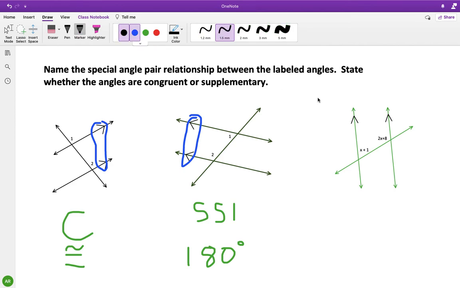All right, next problem. Once again, I see these parallel lines. I have the chevrons indicating the lines are parallel. It appears that both of the angles are on the inside, and they're on the same side of the transversal. So once again, we have an SSI. And these two angles will add up to 180 degrees.